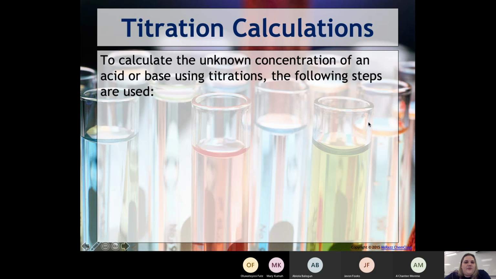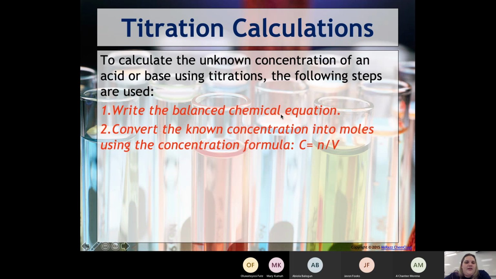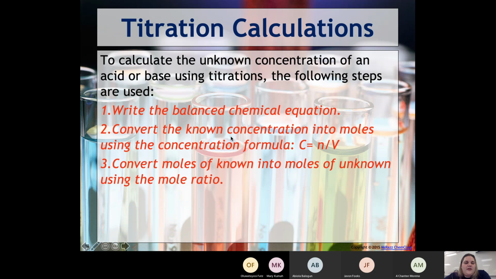So the steps for doing this. The first step is you always have to have a balanced chemical equation because you have to have your molar ratio to use. What you do is you take the known concentration and the volume, and you use your concentration equation to convert it into moles. So I'm going to rearrange this equation to solve for moles, to solve for n. So I take the known concentration and I multiply it by the volume. That's going to give me the number of moles of my known solution. Then I use the molar ratio from the balanced equation to convert from moles of the known into moles of the unknown.